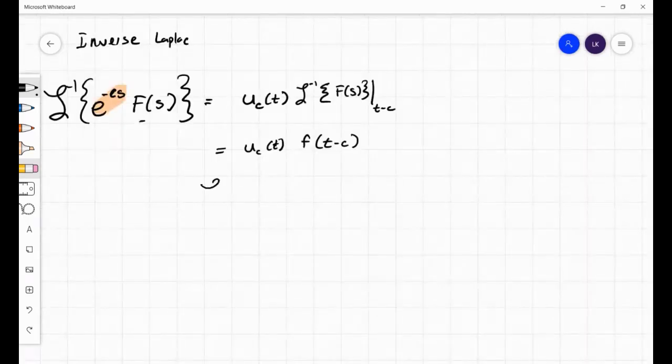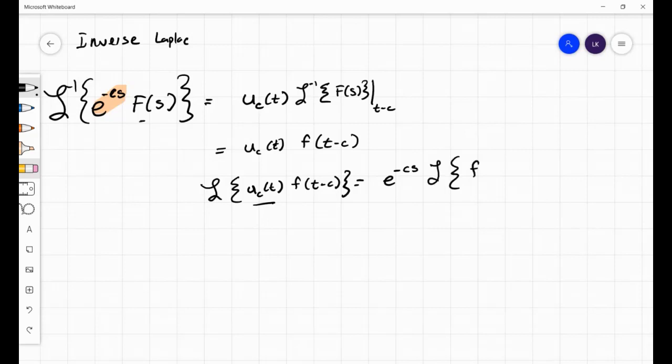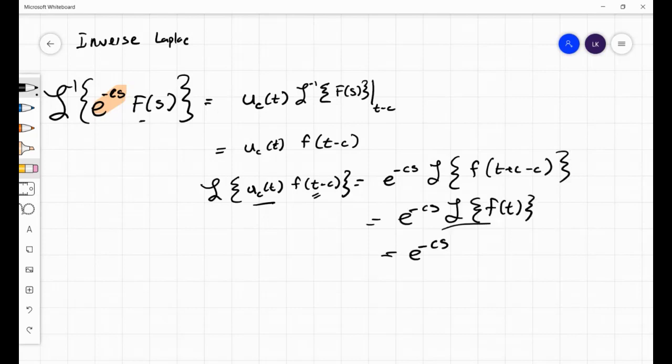Indeed, you can check that this works because if we take the Laplace transform of the step function times f at t minus c, we said that the step function corresponds to this exponential in the s domain. And then we would find the Laplace transform of f, where we replace t with t plus c. We already have a minus c there, so this works out. This is by definition big F at s.